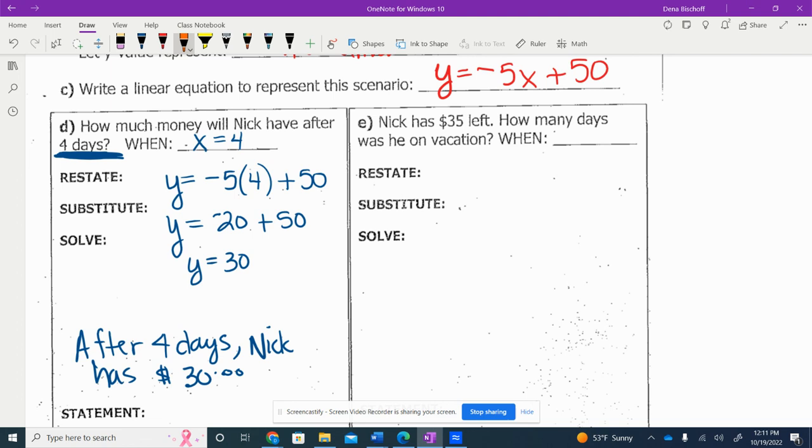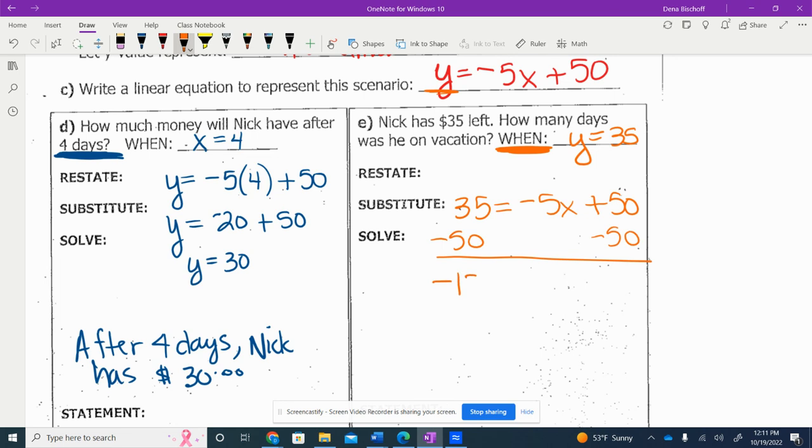The second question says, Nick has $35 left. How many days was he on vacation? So this is letting us change the value of the y. This is saying let y equal 35. So instead of using the letter y, I'm going to plug in 35 equals negative 5x plus 50. I'm going to subtract 50 from both sides. God bless you. And I have negative 15 equals negative 5x.